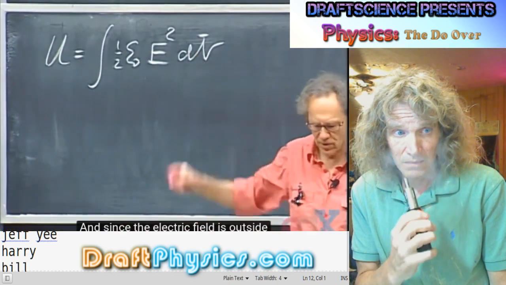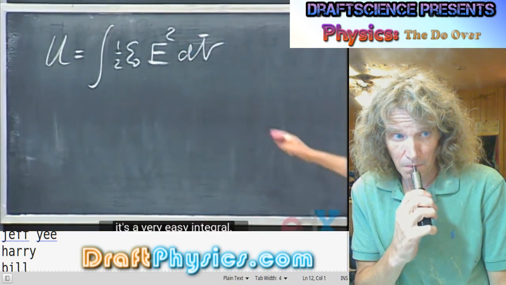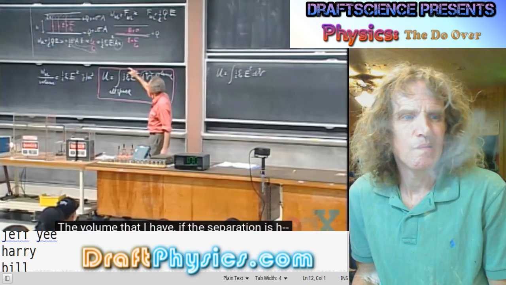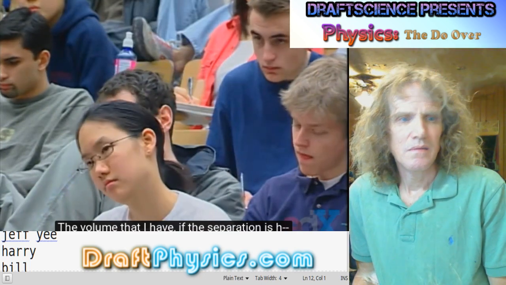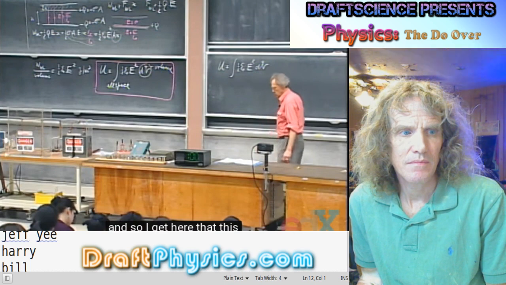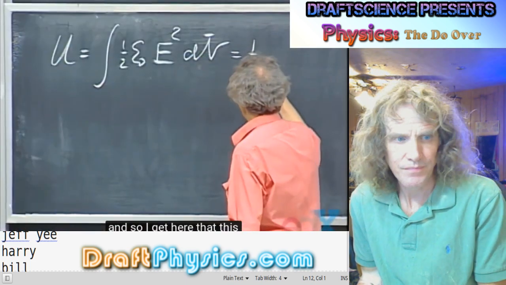And since the electric field is outside zero everywhere, it's a very easy integral. Because I know the volume that I have, if the separation is h, so we still have them h apart, this volume that I have is simply A times h, and the electric field is constant, and so I get here that this is 1/2.